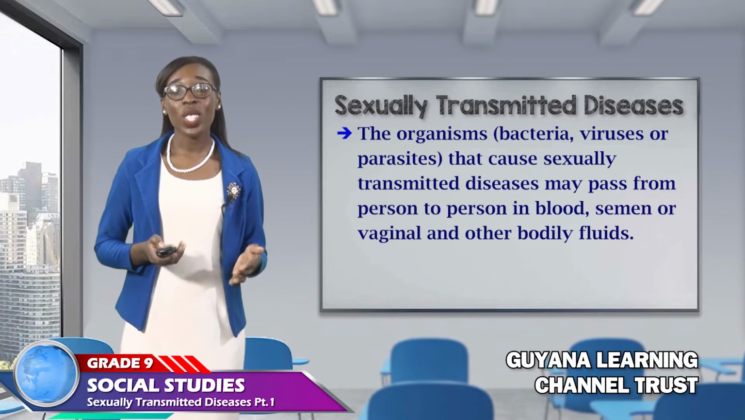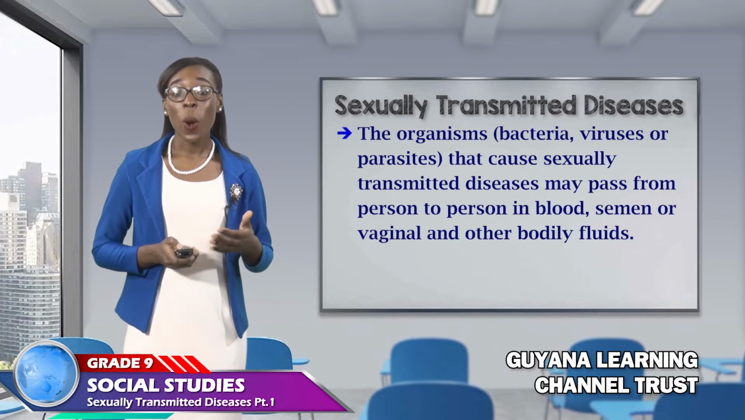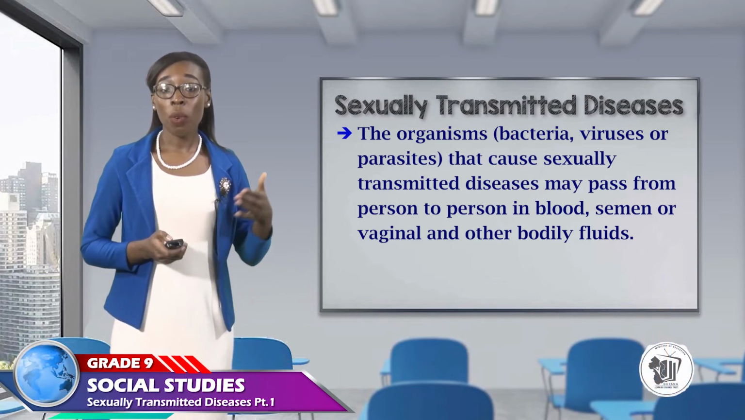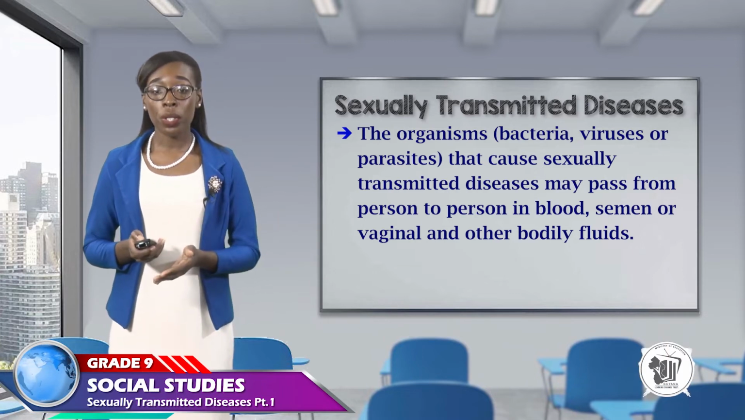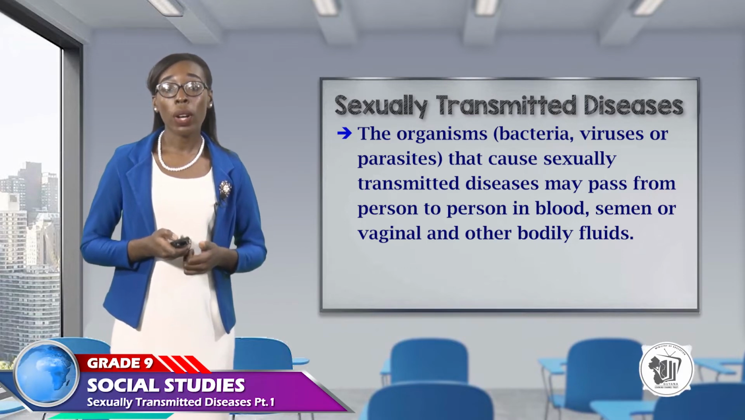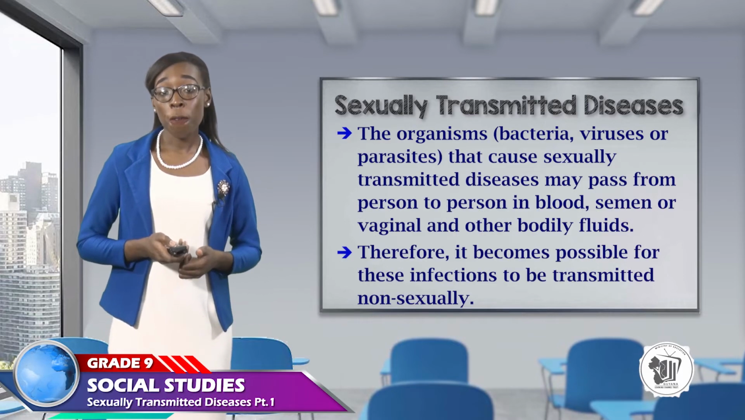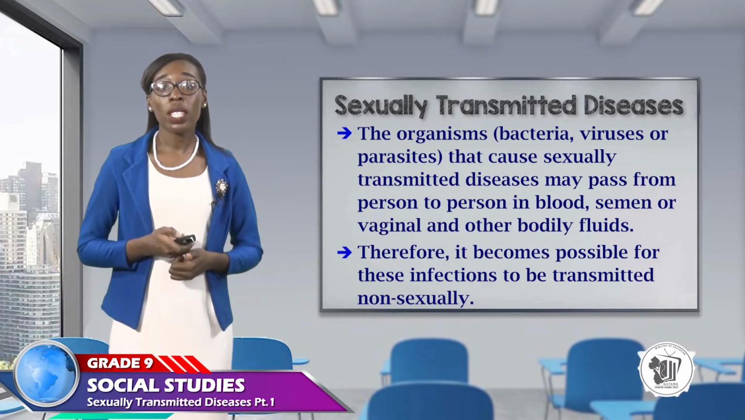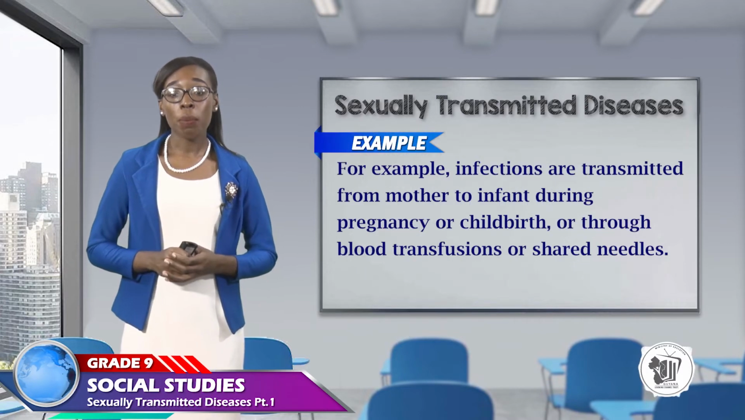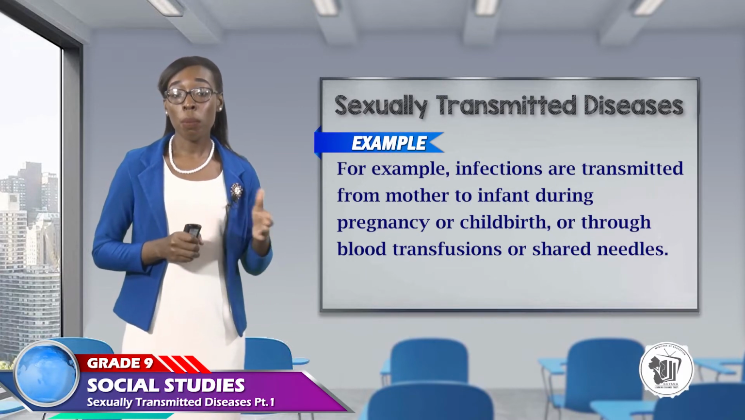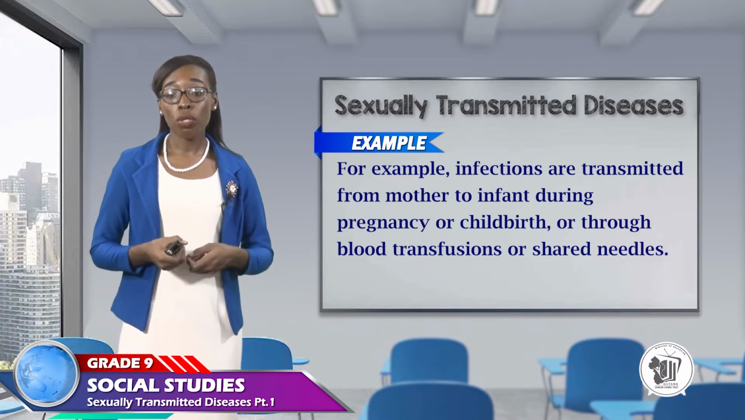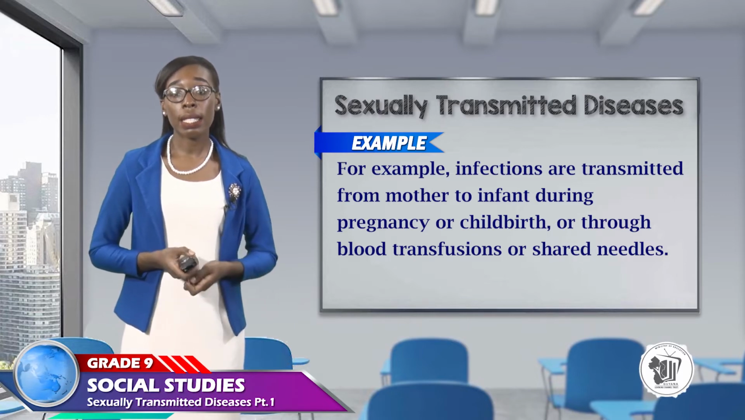The organisms, such as bacteria, viruses, or parasites, that cause sexually transmitted diseases may pass from one person to another person in blood, semen, or vaginal and other bodily fluids. Therefore, it becomes possible for these infections to be transmitted non-sexually. For example, infections are transmitted from mother to infant during pregnancy or childbirth, or through blood transfusions or shared needles.